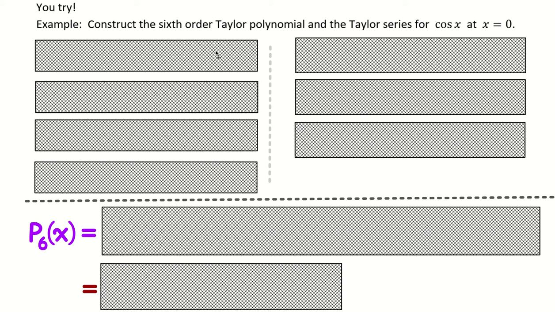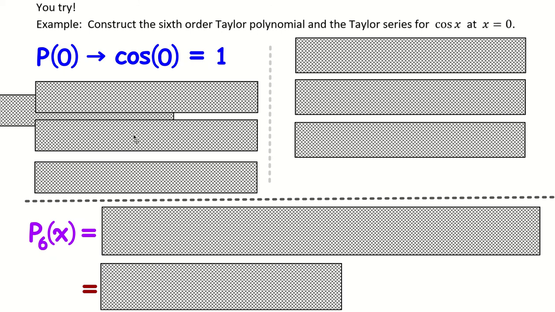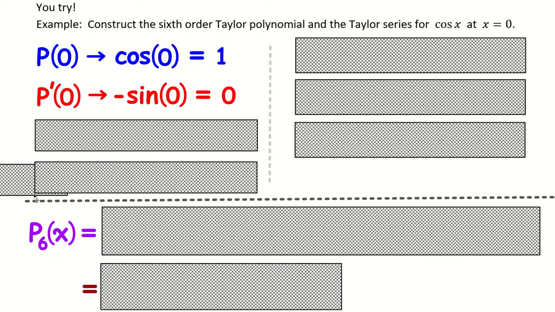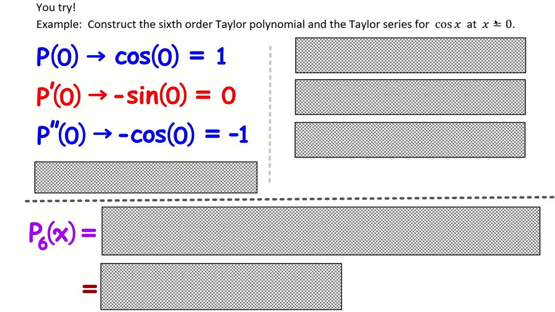Alright, so hopefully you've tried this one, and we're going to do a Taylor polynomial to the 6th order, 6th degree, for cosine of x at x equals 0. So let's see what happens. Once again, we're still plugging in 0. It's not always going to be that way, foreshadowing. But we're still going at x equals 0.